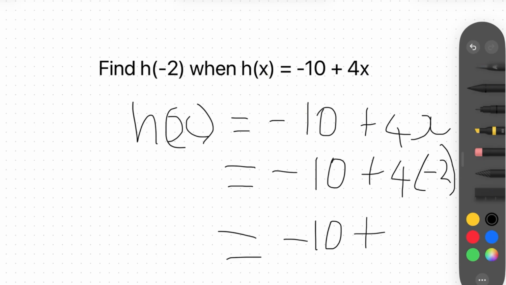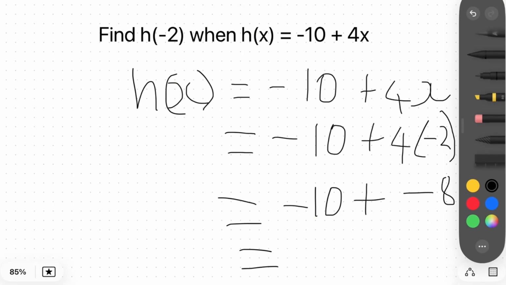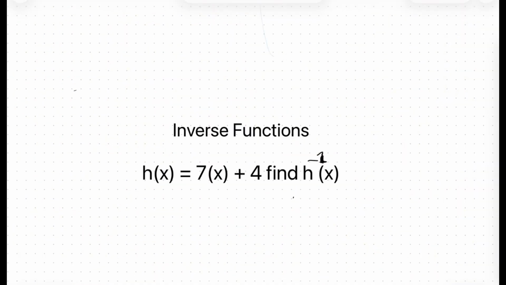What is 4 times -2? Now we calculate -10 plus -8, which equals -18, and we are finished. Simple as that. So now we're basically pros at functions. We can definitely go in there and get a full score.